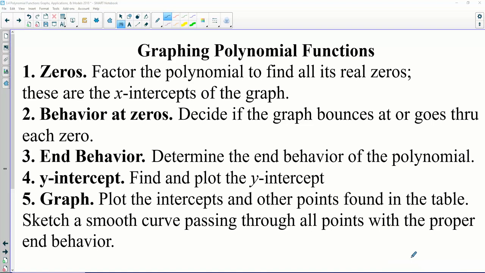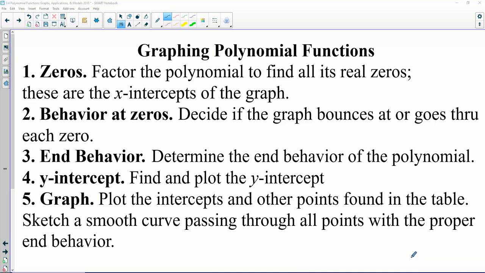So our steps that we are going to go through when I ask you to graph a polynomial. First thing is we need to factor it so we can get the zeros. Okay, it might already be factored for us. It might be one we can factor nicely. If not, that's why we did all the P's and Q's and factored those things in the last section. So we have to be able to use that.